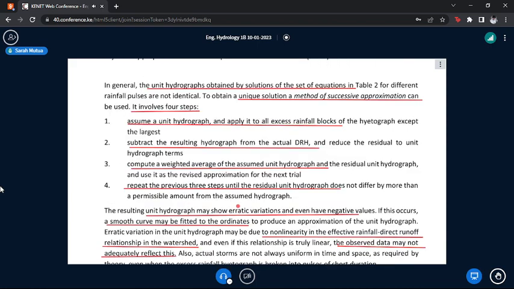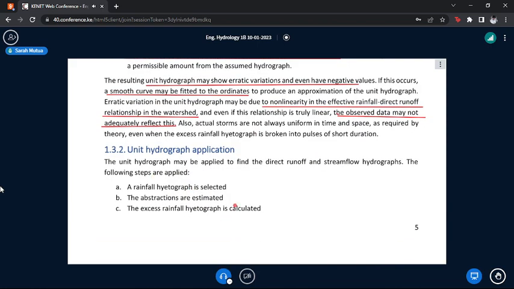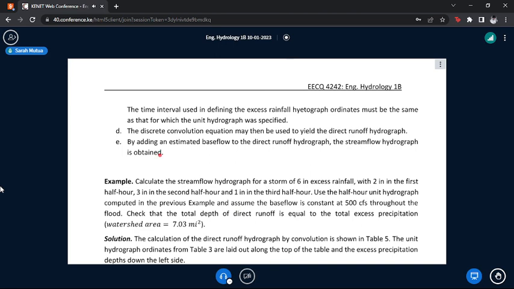And it will require that explanation I was talking about. And these are the steps. Number one, you select a rainfall hyetograph, estimate the abstractions, and then calculate the excess rainfall hyetograph. And all of this we did in engineering hydrology 1. And something I have just mentioned before, the time interval used in defining the excess rainfall hydrograph ordinates must be the same as that for which the unit hydrograph was specified.